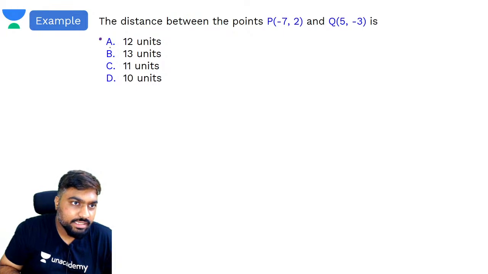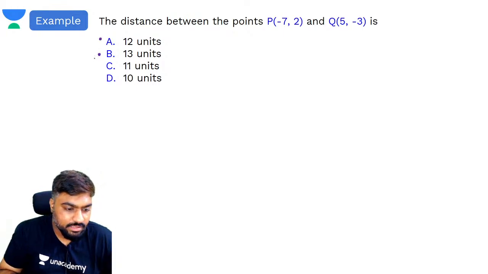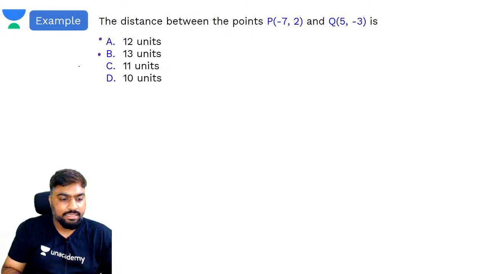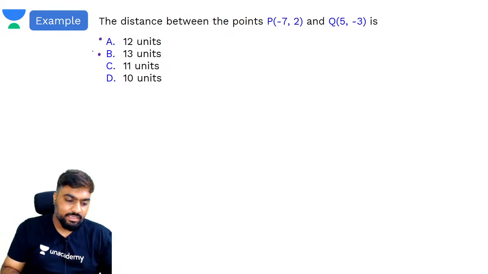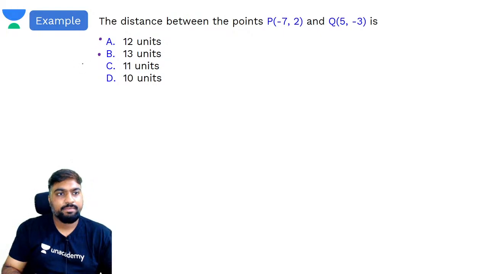Okay, Shreyashi says A, 12 units. Nalin had said B, 13 units. They are available. Yes, Ravi. They are available on YouTube.